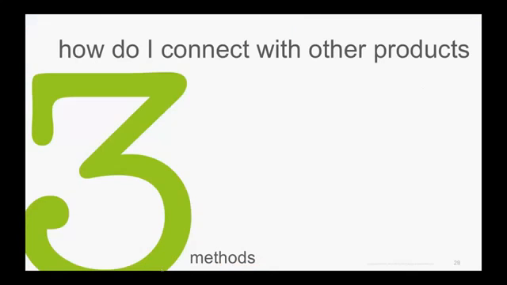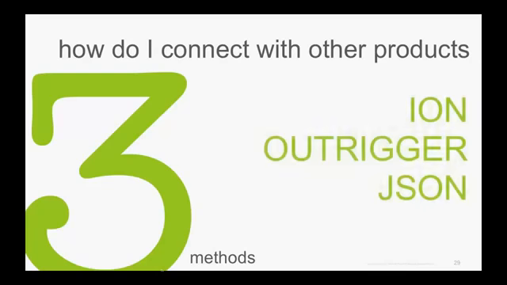So how do you connect with other products with Mongoose? Well, we have three main ways to do it. Of course, there's ION. That gives you the loosely coupled. We can consume a BOD. We can also distribute a BOD very easily. Not a lot of work involved with it. Of course, we have JSON for communication within the Ming.le environment so that you can contextually communicate between applications and various web parts. And then finally, Mongoose has another feature that is called Outrigger.